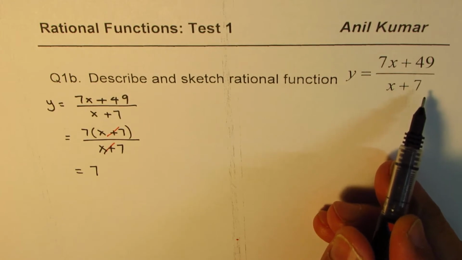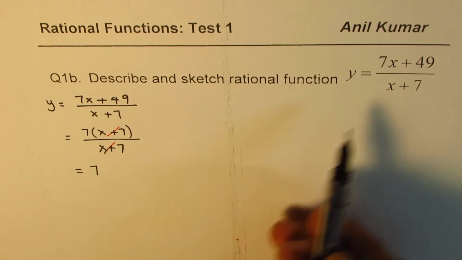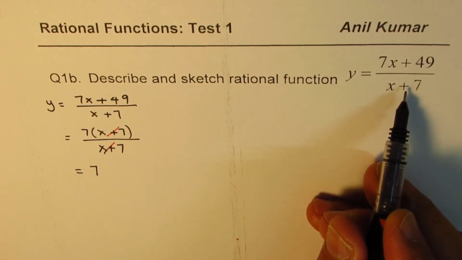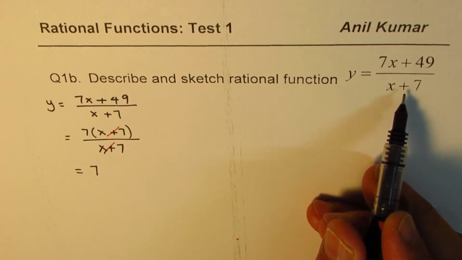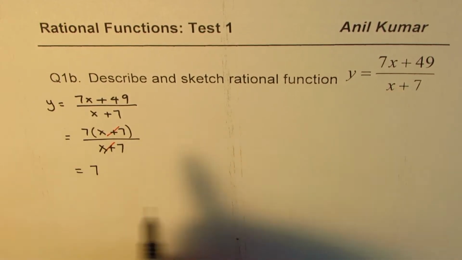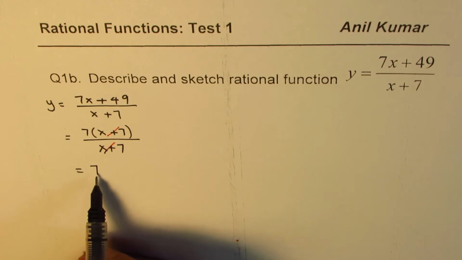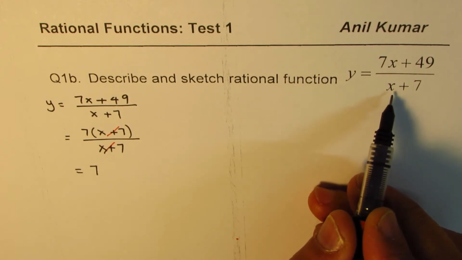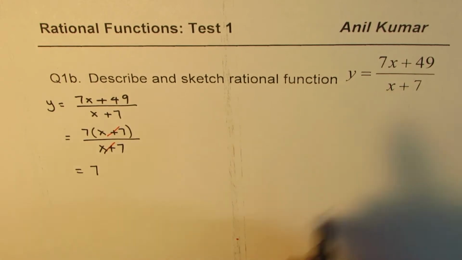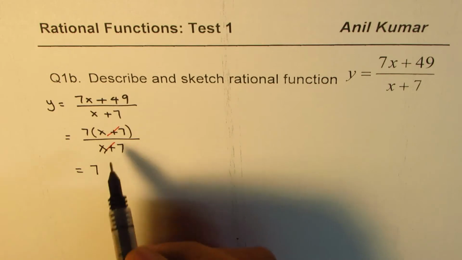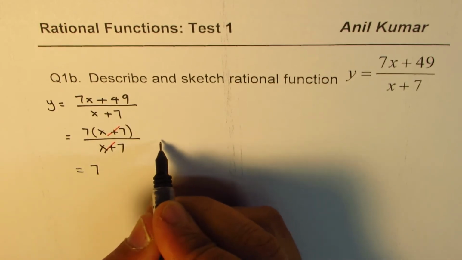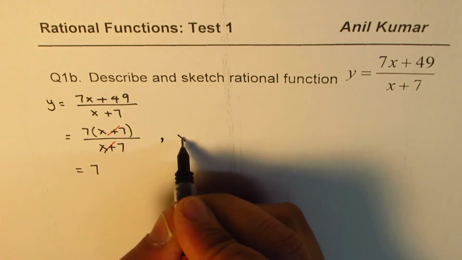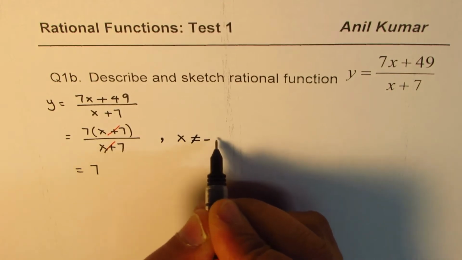Now the first question you have to ask is, is it exactly the same thing? The answer is no, it is not. So what is the difference? The difference is y equals 7 is actually a constant, right? However, here we have a restriction, and the restriction is that x cannot be minus 7. So when you cancel this, you have to ensure that you write x is not equal to minus 7.